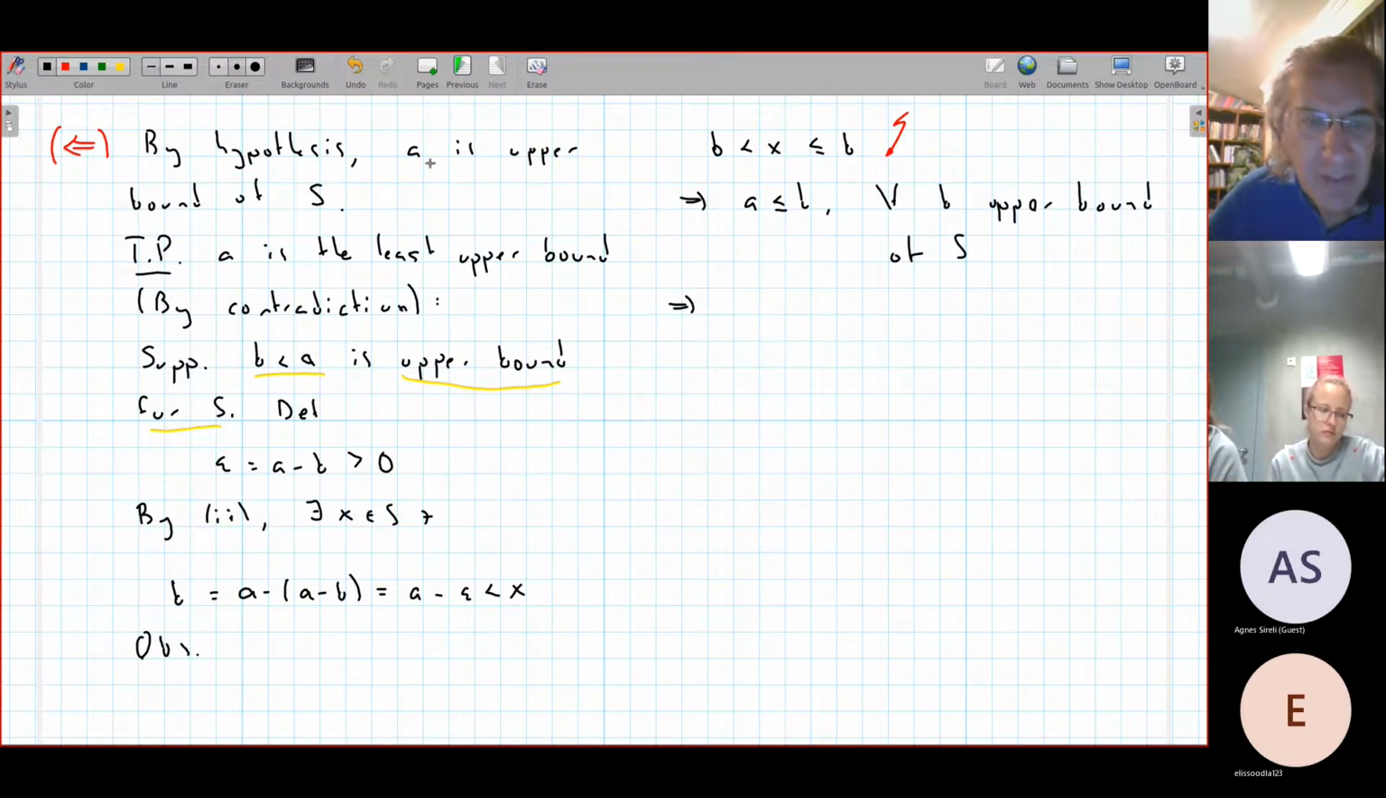So in summary, we saw that A is an upper bound, and for every other upper bound, A must be less than or equal to that number. And that's how you prove that A is the supremum of S.